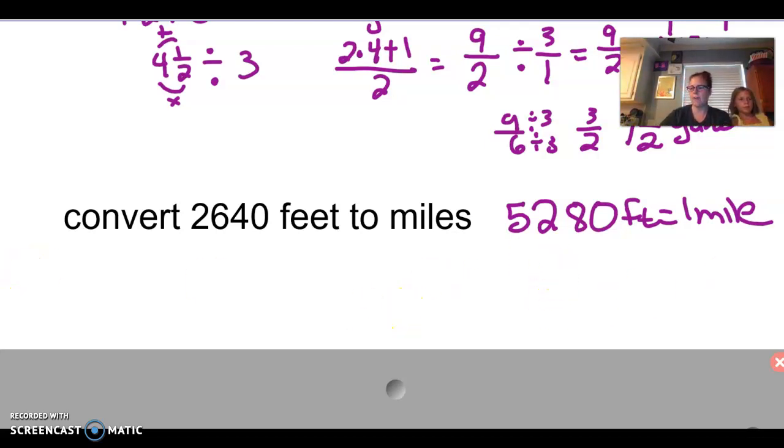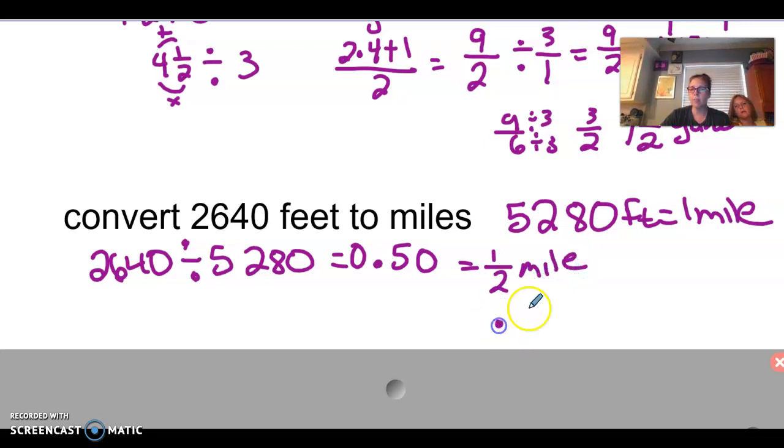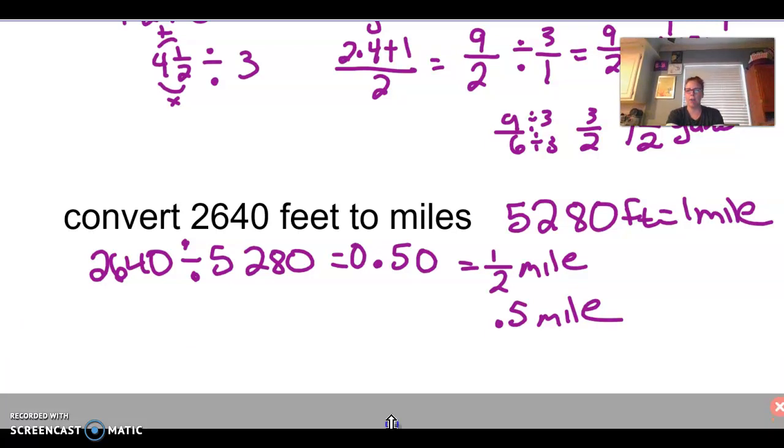So this is asking if I have 2,640 feet and I divide it by 5,280, what am I going to get? Okay, well, I've done this problem enough that I know you're going to get 0.5, which means it's 1/2 of a mile. Or you can leave it as 0.5 of a mile. If you put that in your calculator, you should get 0.5. 2,640 is 1/2 of a mile, okay?